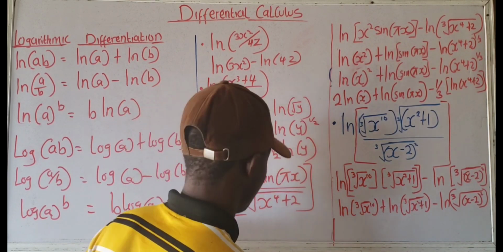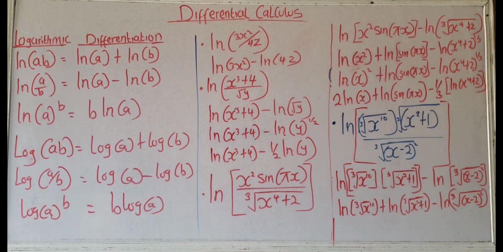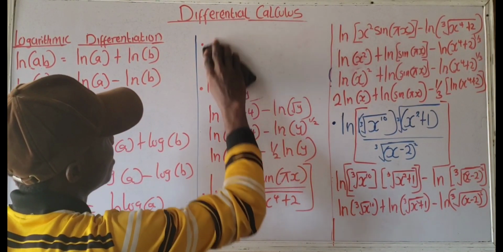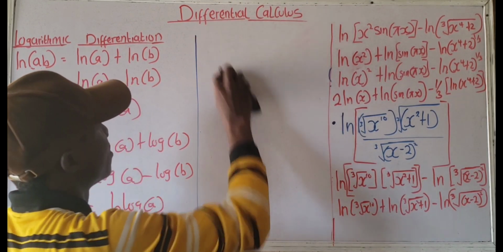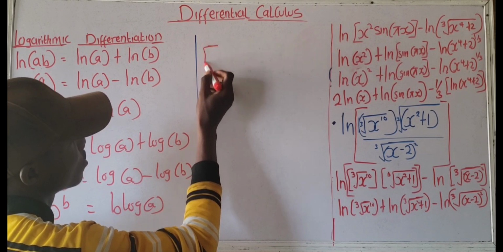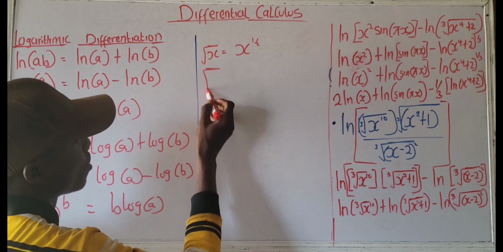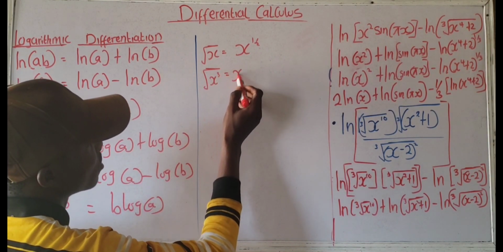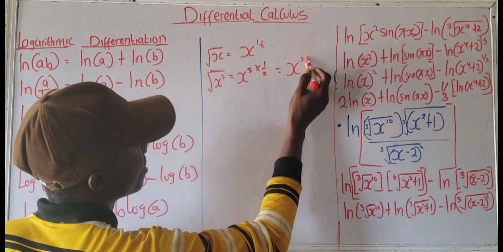Now please pay attention. This is very important. What I want to do now is very important, so I would like you to pay attention. If you have root of x, that is what? x raised to the power of 1 over 2. What if you have root of x raised to the power of 3? That is x raised to the power of 3 multiplied by 1 over 2, which is x raised to the power of 3 over 2.